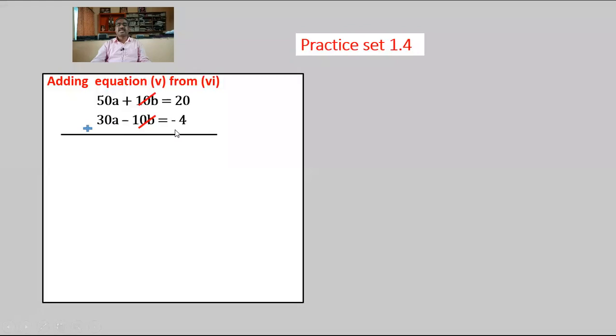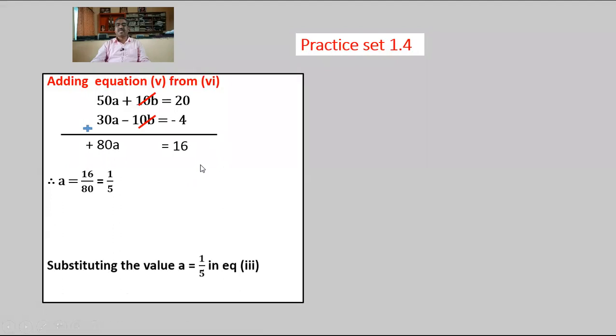50a plus 30a is equal to 80a is equal to 20 minus 4 is equal to 16. 80 goes on the RHS side, then we get divide. Therefore, a is equal to 16 upon 80. 16 fives are 80, so a is equal to 1 upon 5 is the value of a. Therefore, a is equal to 1 upon 5.